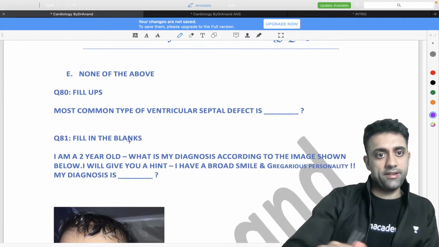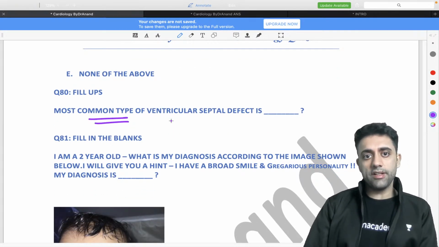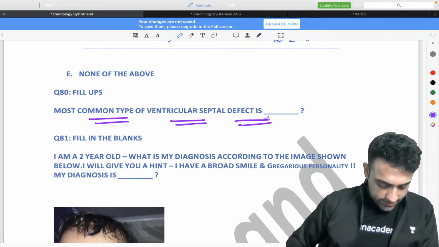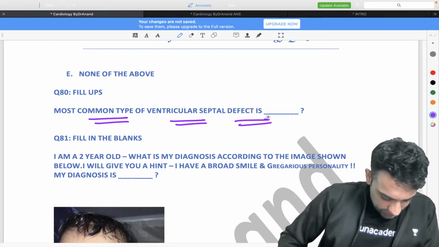Question number 80. Fill in the blanks. Which is the most common type of VSD? Which is the most common type of VSD? Anyone? Any random guesses?